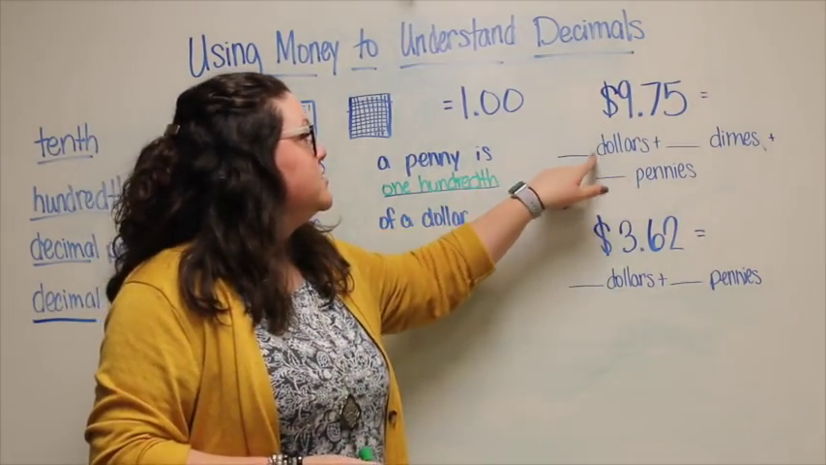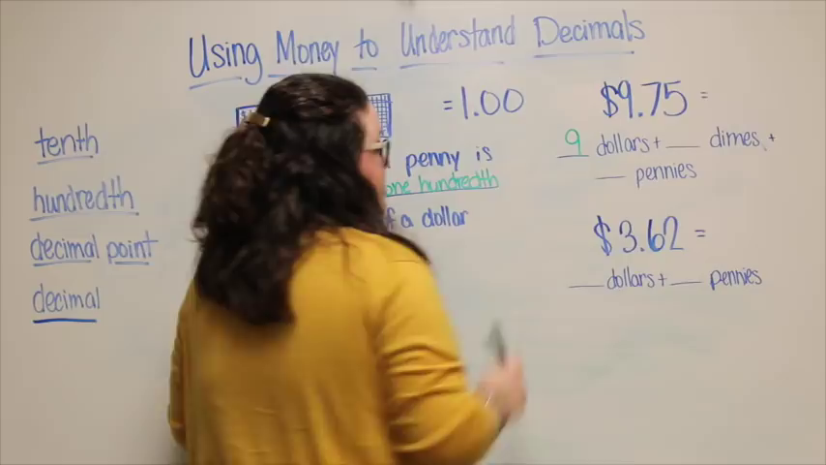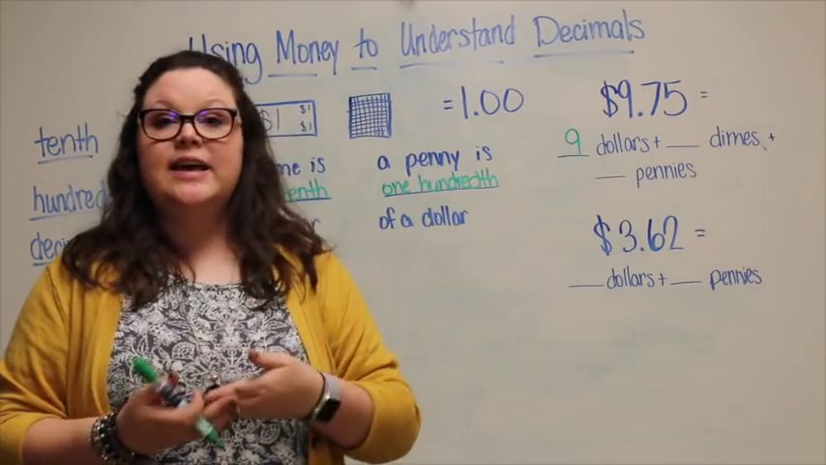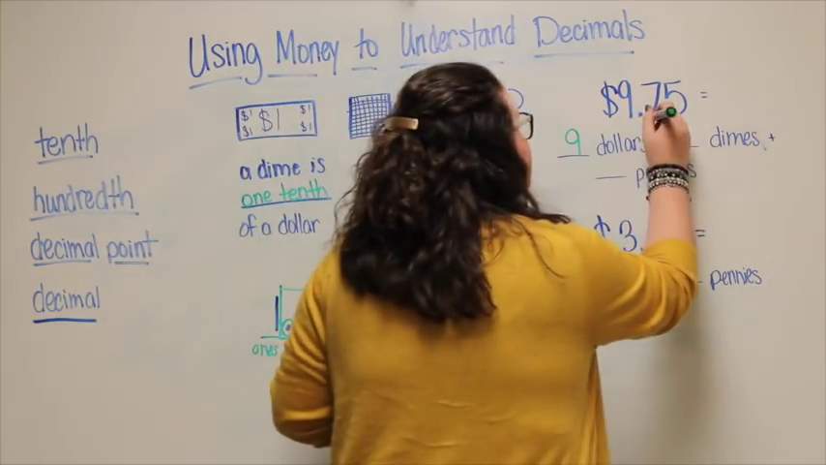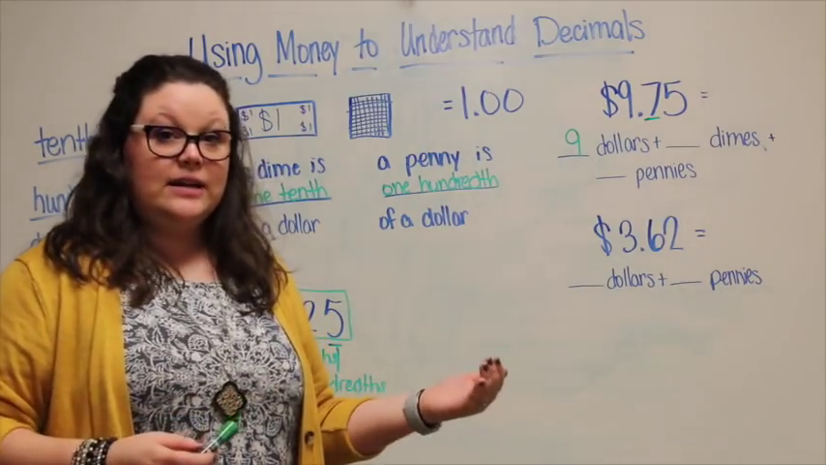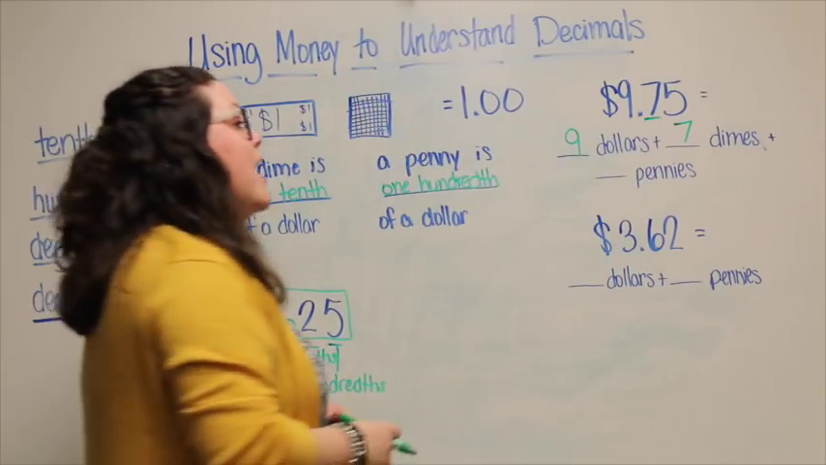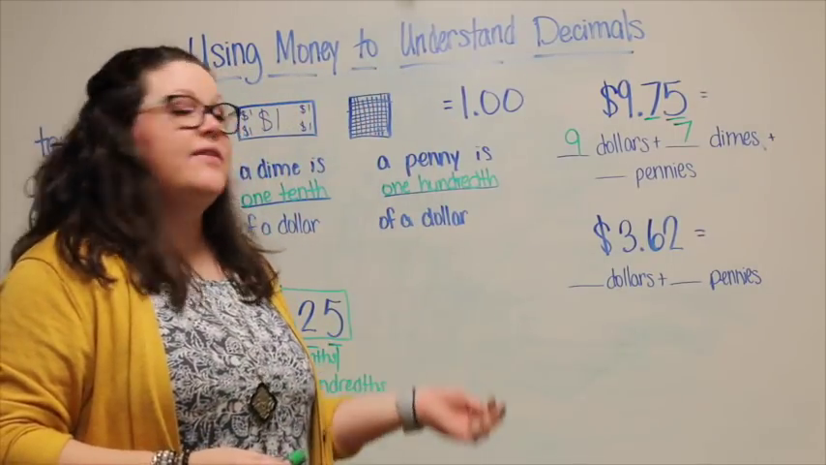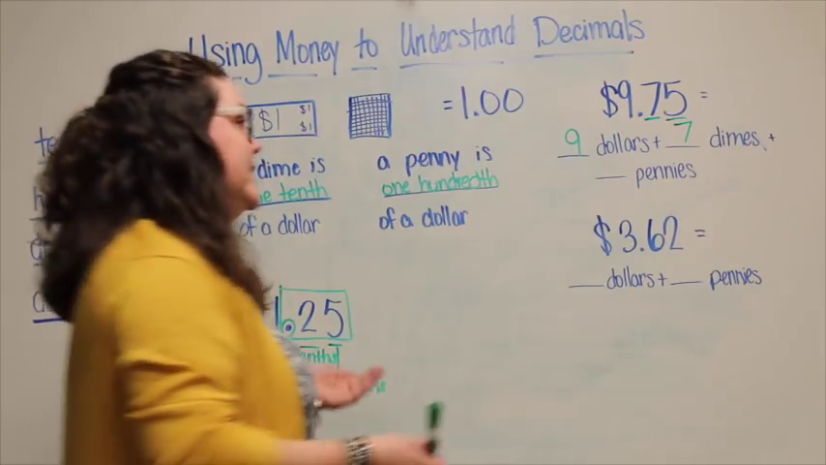So how many dollars do I have in $9.75? I have $9. So next I'm looking at dimes. How much is a dime worth? A dime is worth 10 cents. Each dime is 1/10 of that dollar. So it is similar to my tenths place. So how many dimes would I need? I would need 7 dimes. Now how many pennies? Well, remember we said our pennies are like our hundredths. So if I already have 7 dimes, I have 70 cents. How many pennies would I need? I would need 5 pennies.